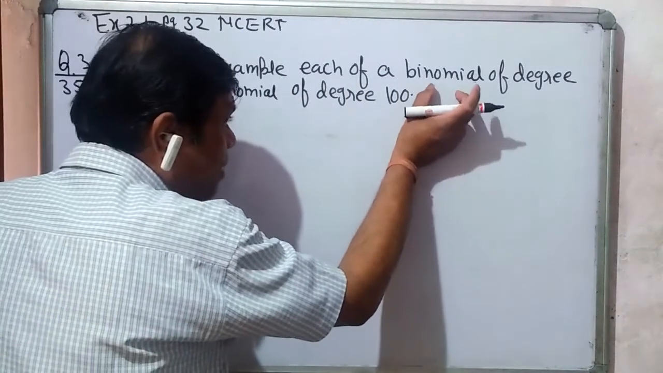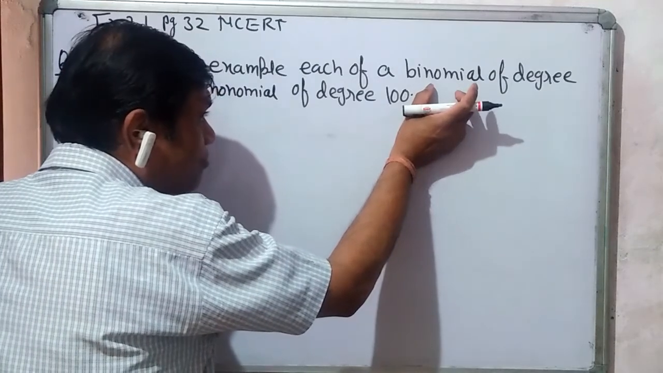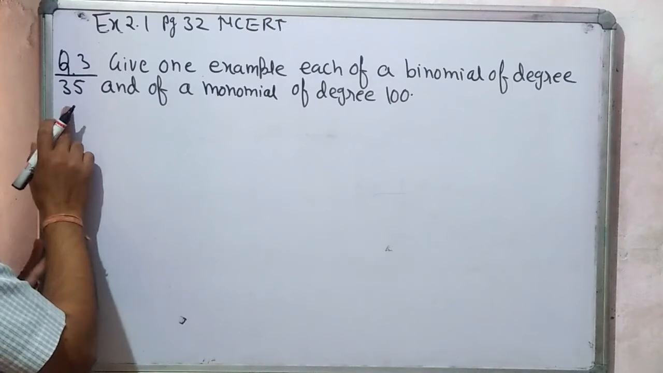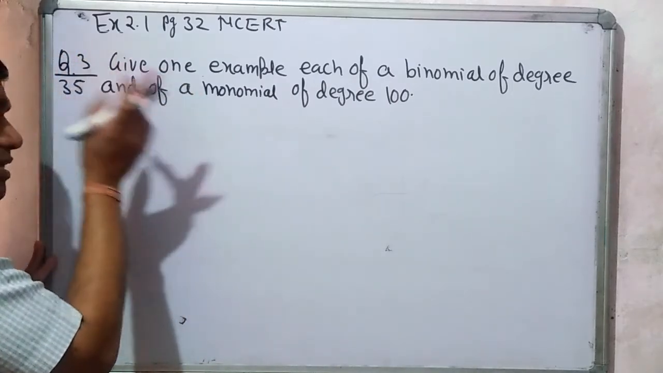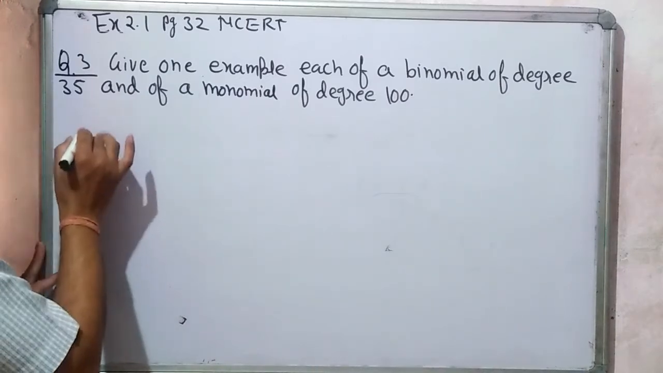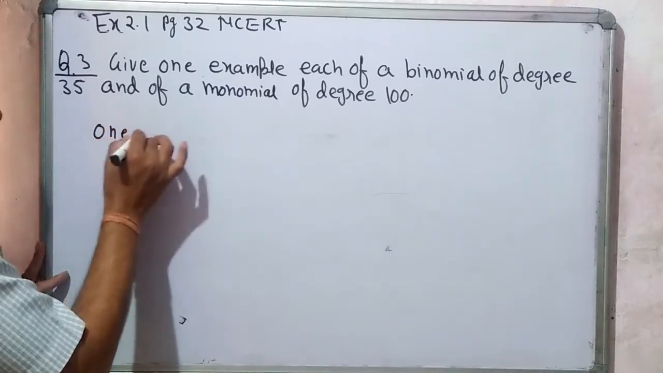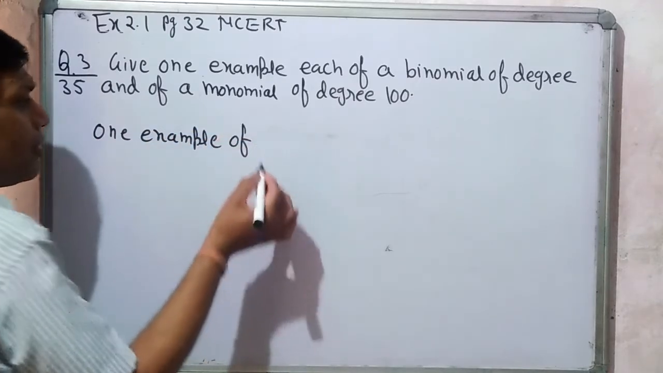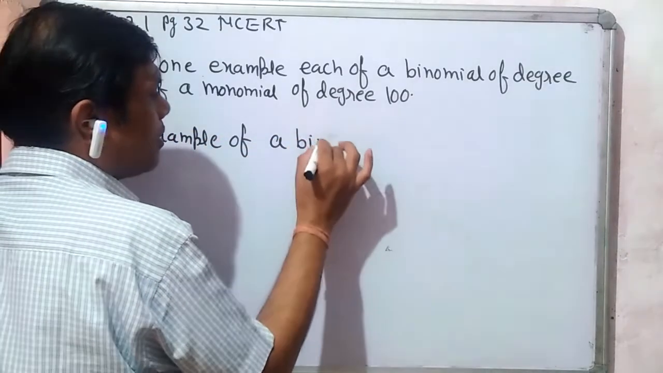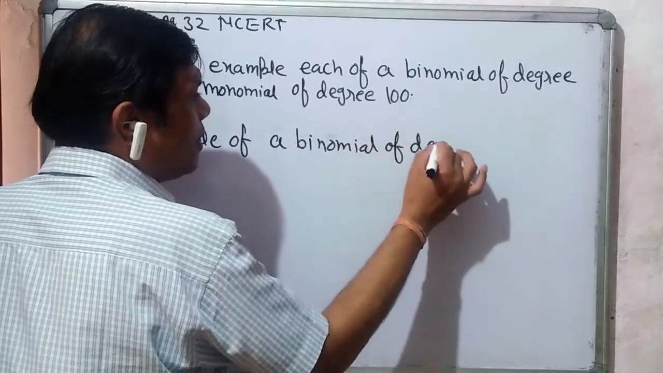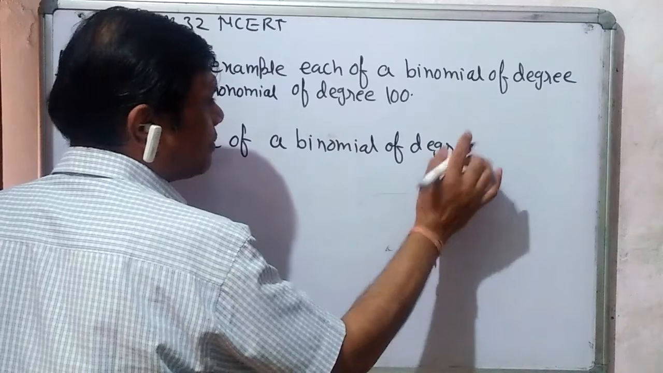Because first of all, for a binomial we need 2 terms and the power of the highest degree term should be 35. For the rest, the second term should have a degree lesser than 35. So we can say one example of a binomial of degree 35.